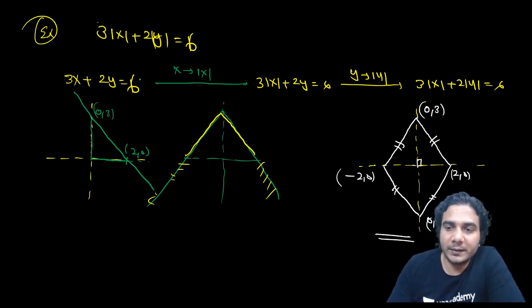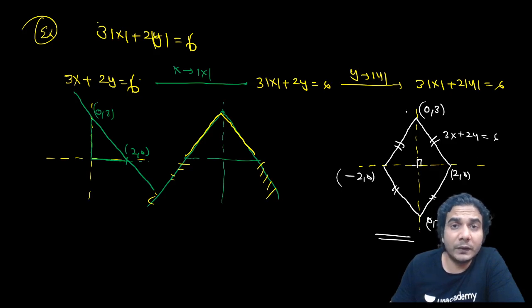I hope you have got it. All right. And you can write all these equations. We want to write the equations of all the sides. This will be 3x plus 2y is equal to 6. X and y both are positive.